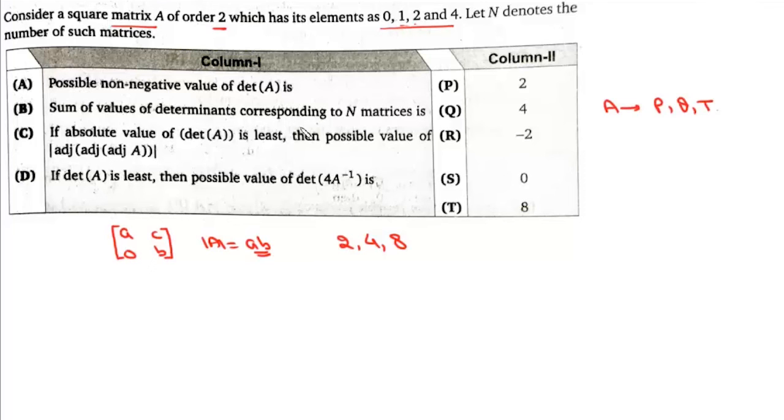Now second is sum of values of determinants corresponding to n matrices. Now number of matrices will be, we have 4 positions and we have 4 elements. These 4 elements can be arranged in factorial 4 ways, which is 24.